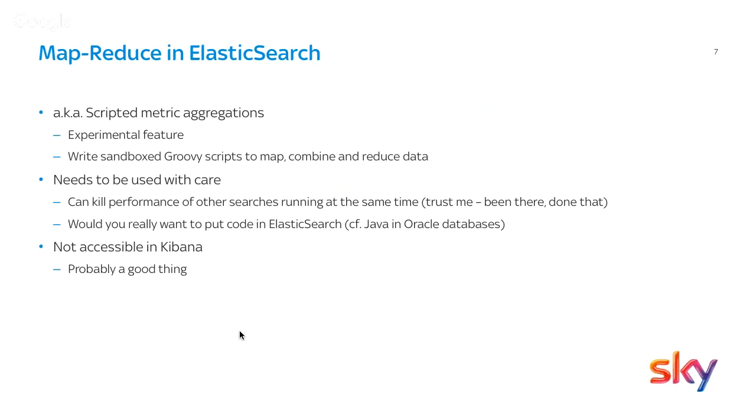I could have done that by fetching some records from Elasticsearch, doing the calculation on a client, but I saw that this map reduce feature was available, so I thought I'd give it a go. Basically, what you do is you write groovy scripts that allow you to, first of all, map data, then combine it and reduce it to a final value. It's sandbox groovy scripts. It's a bit fiddly to set up, but it's pretty cool until you realize, well, hang on, is this really something I want to do?